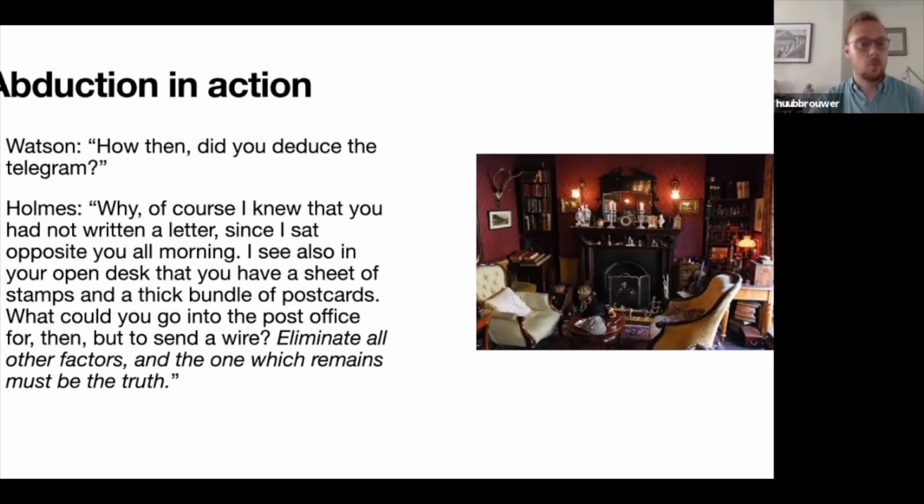So Holmes says, "Why, of course I knew that you had not written a letter, since I sat opposite you all morning. I see also in your open desk that you have a sheet of stamps and a thick bundle of postcards. What could you go into the post office for then, but to send a wire?" And then there's this famous phrase, which many people bring up when discussing the method that Sherlock Holmes uses. "Eliminate all other factors, and the one which remains must be the truth."